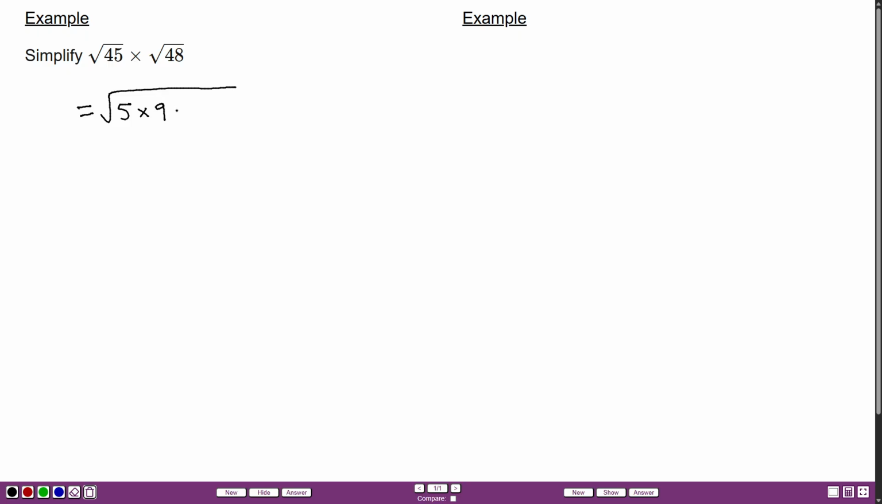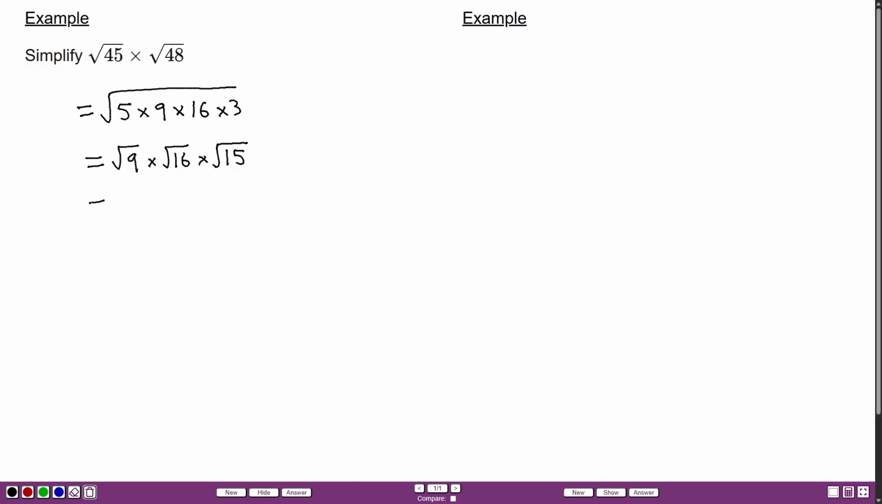And then 48, I know, is in the 16 times table. So I'm just going to write that straight away as 16 times by 3. So here are my two square factors, my 9 and 16. So what I'm going to do is write that as the square root of 9 times by the square root of 16. And then what I've got left, the 5 and the 3, can't be simplified. So I'm just going to write that as root 15. But essentially I've used all these factors up, but I've grouped them into squares.